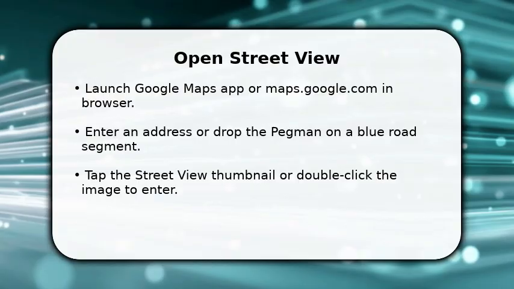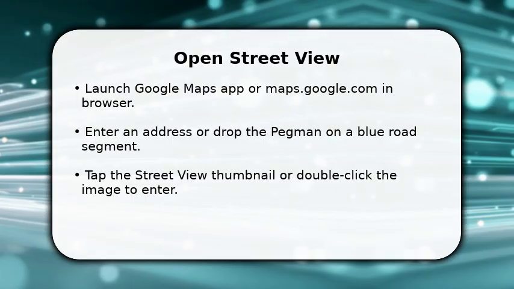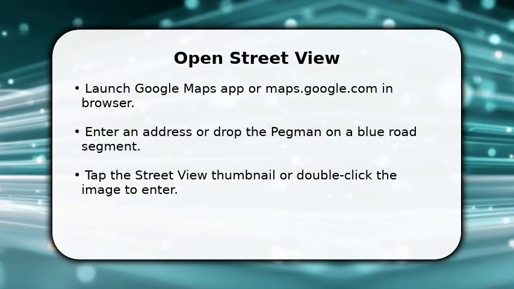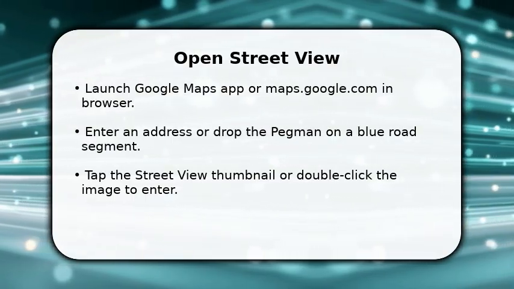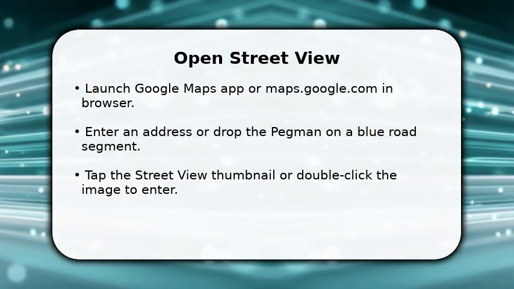Make sure the view fully loads before you move. Partial loading can block smooth zooming. If a thumbnail appears in the search card, click it. Otherwise, double-click the map image to jump straight into the panoramic view and prepare to zoom.